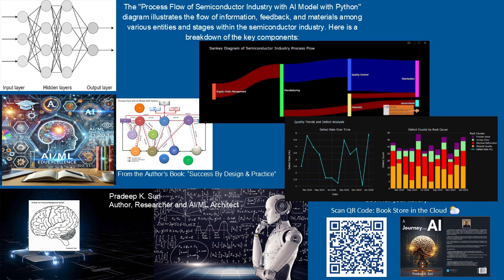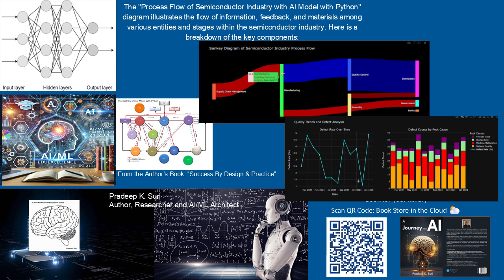Feedback flows from stages like 8.0, QC, back to manufacturing units, example 6.0, for adjustments based on inspection results, thus improving quality and reducing waste. AI model integration. The AI model in this process helps optimize various flows.